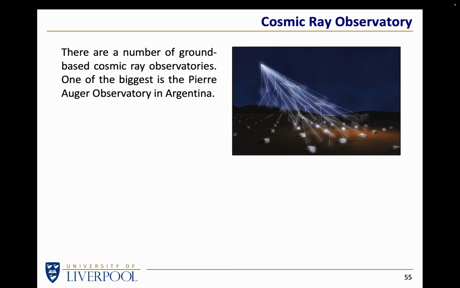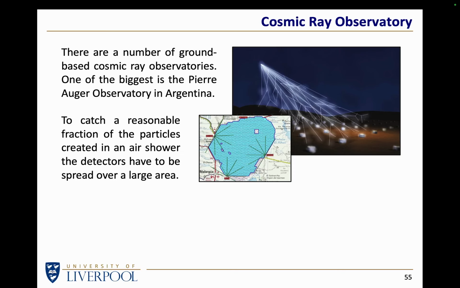So ground-based observatories, one of the biggest of them is the Pierre Auger Observatory in Argentina. So remember, we've got a particle coming in producing a shower, and in order to catch as many of those secondary particles as possible, we want the detector to have as huge a footprint as possible, because this shower could be over many, many kilometers.